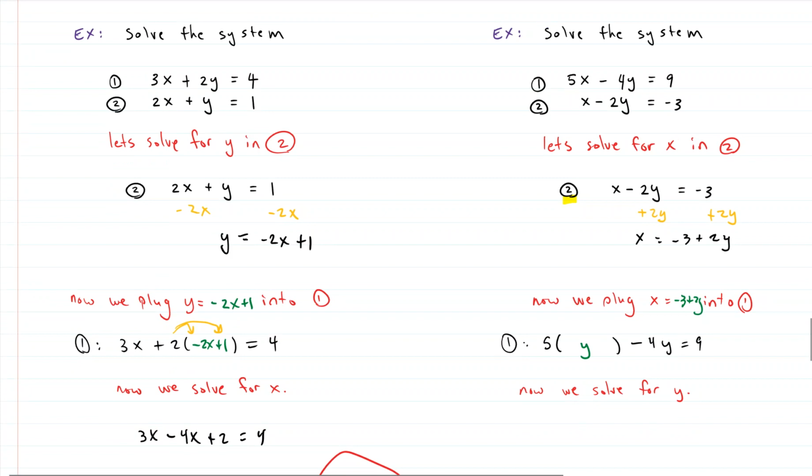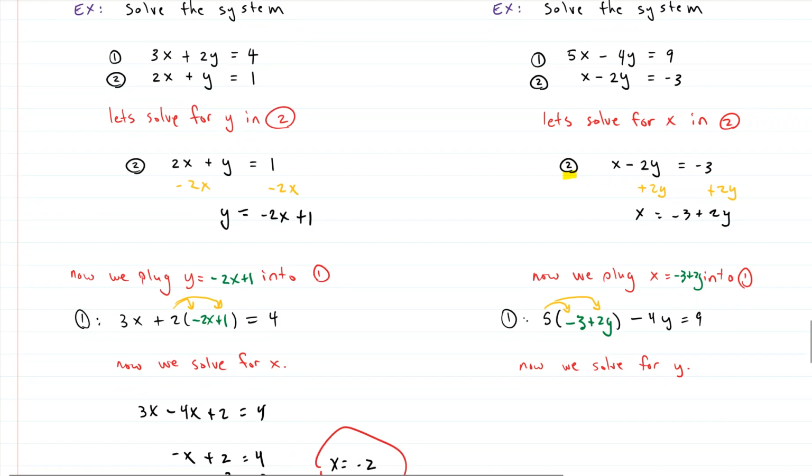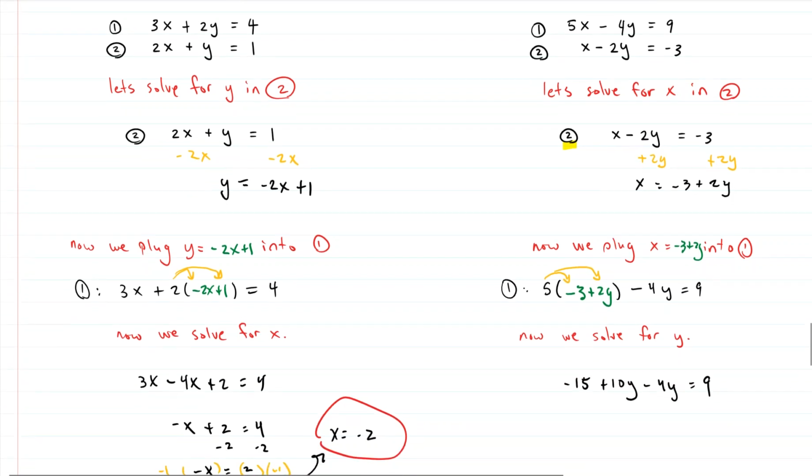1 here is 5 times x minus 4y equals 9. Instead of having that x, we're just going to have negative 3 plus 2y. And now we're going to solve for y. So let's distribute the 5 through and solve. So what do we get? Well, we have 5 times negative 3 is negative 15. 5 times 2y is plus 10y. We have our negative 4y, and we have our equals 9.